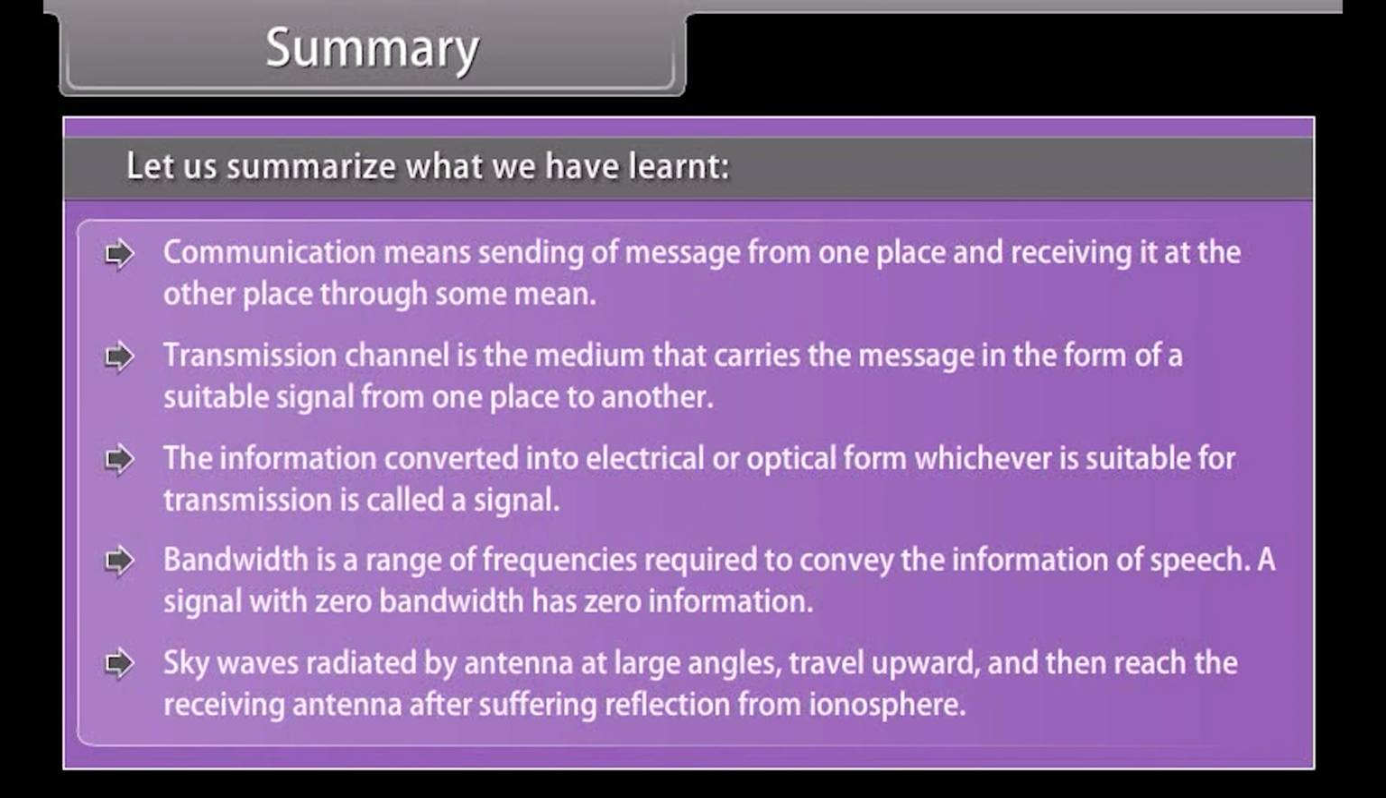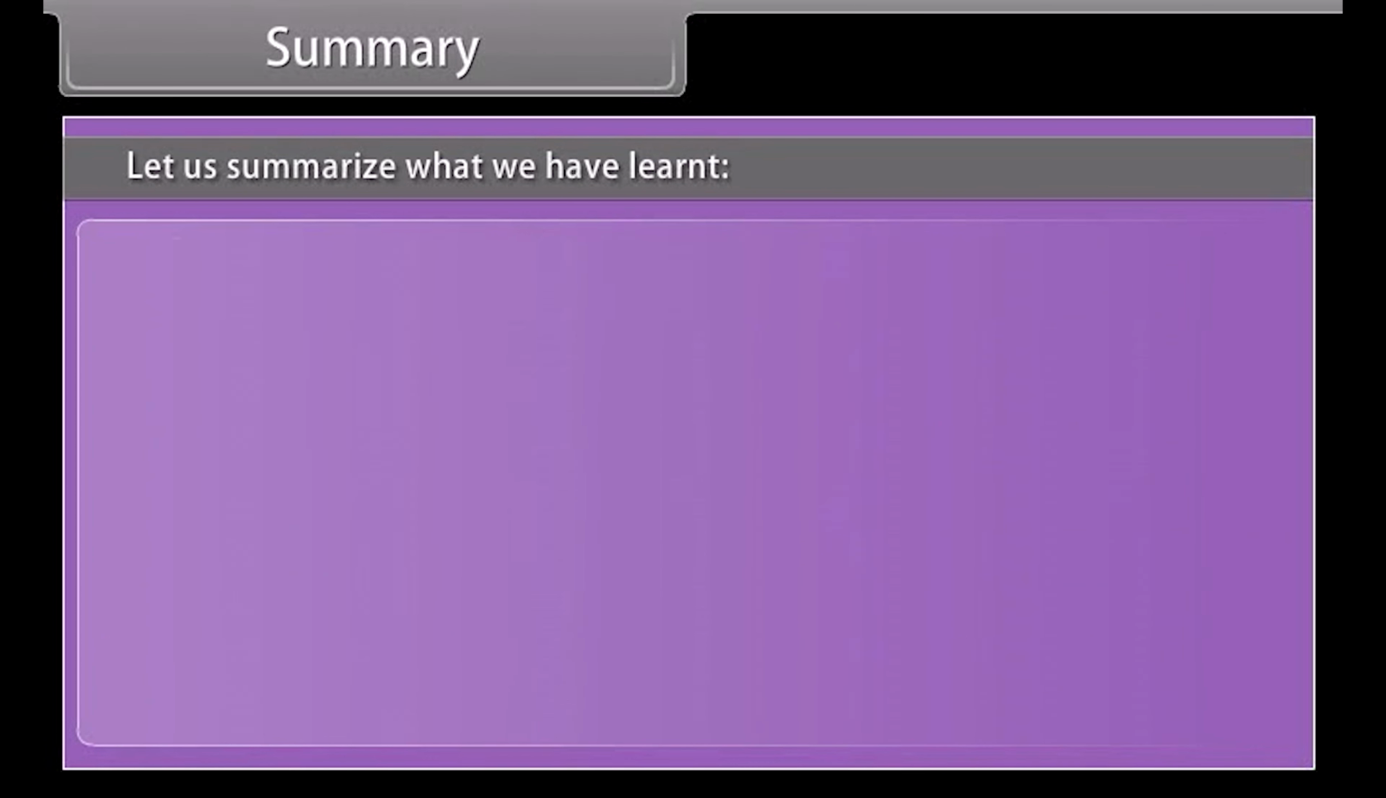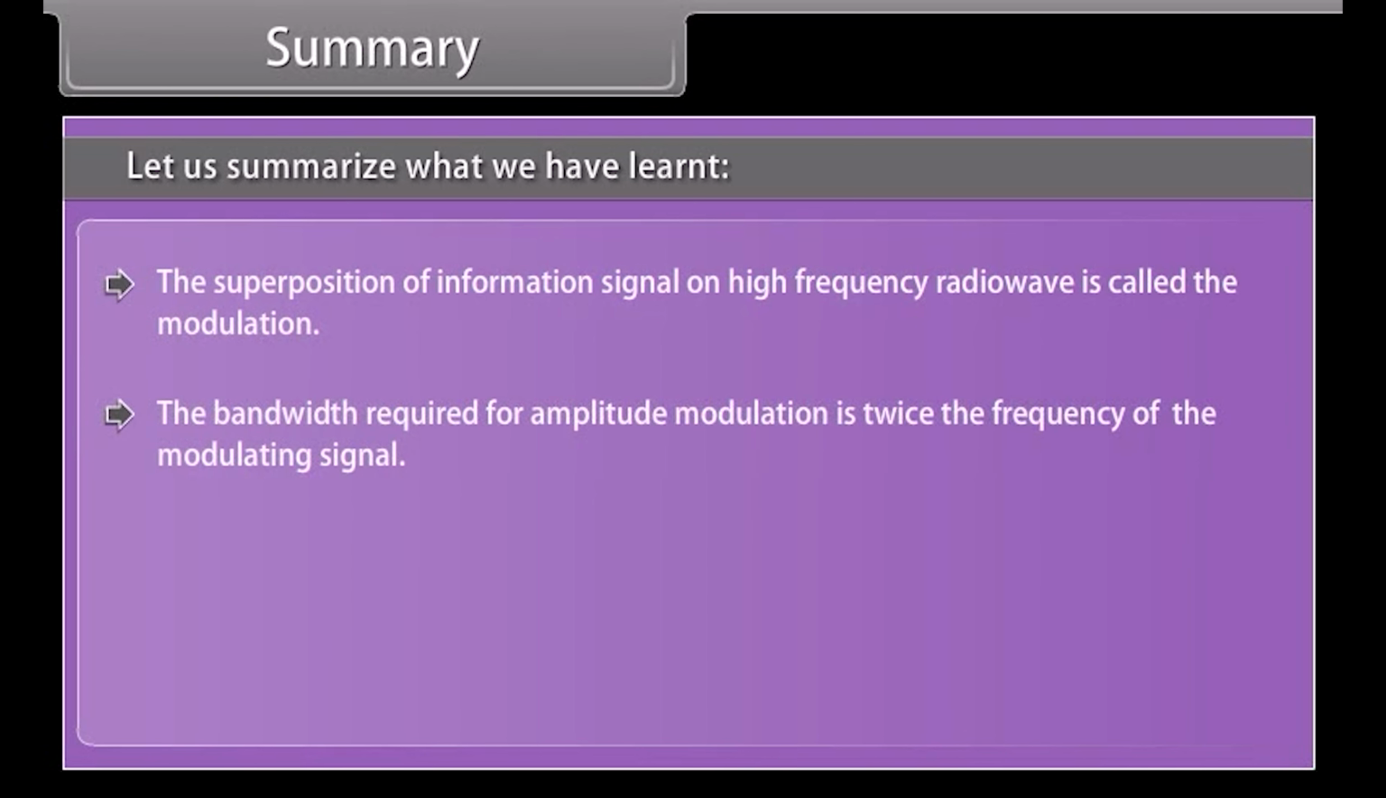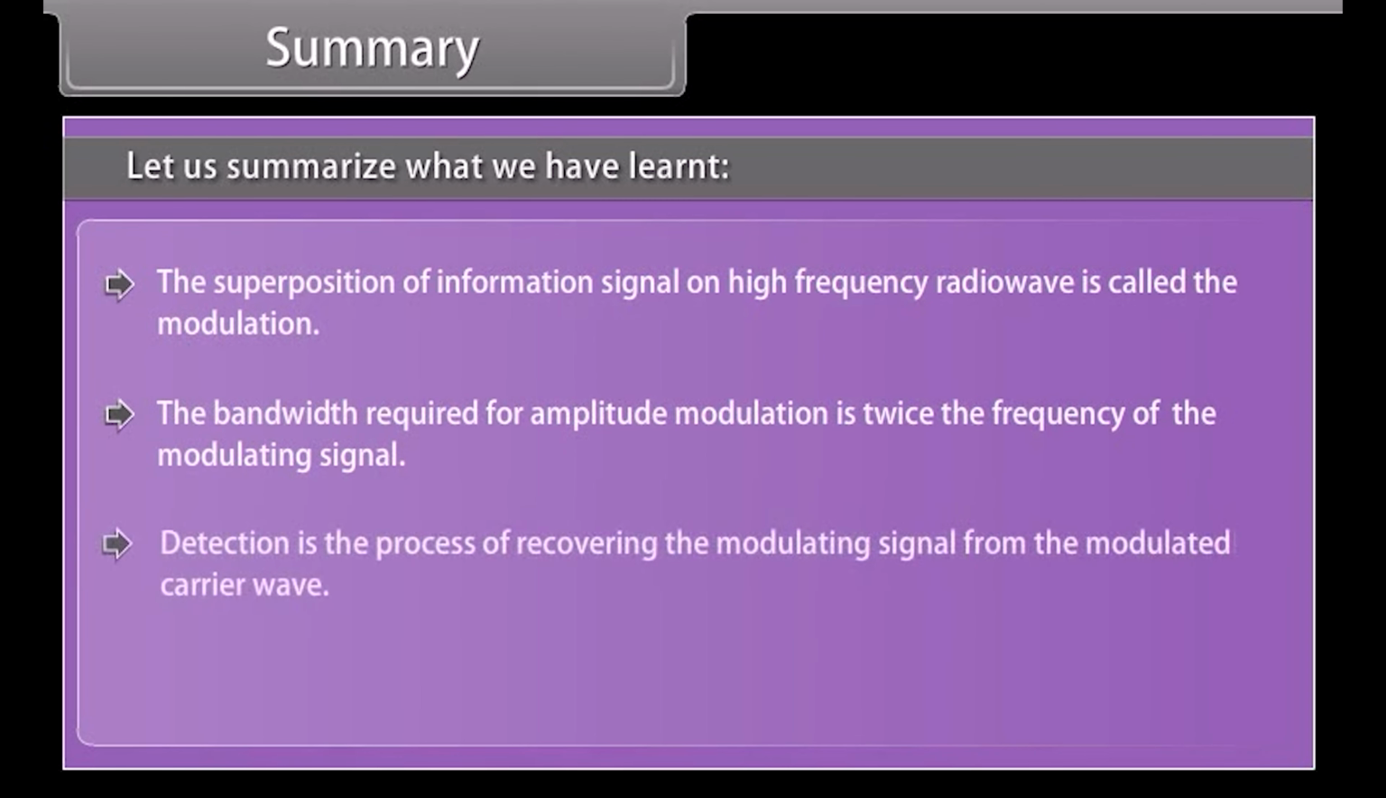Sky waves radiated by antenna at large angles travel upward and then reach the receiving antenna after suffering reflection from the ionosphere. The superposition of information signal on high-frequency radio wave is called the modulation. The bandwidth required for amplitude modulation is twice the frequency of the modulating signal. Detection is the process of recovering the modulating signal from the modulated carrier wave.